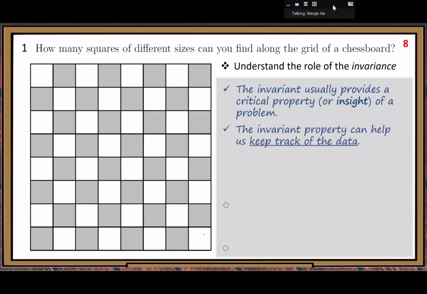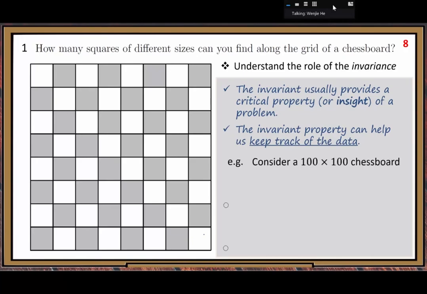But how do we use it? One way to use it, we can use this invariant property to keep track of the data. Because when we navigate through different categories of the data, we may get lost. How to keep track of our data? This invariant property can help us. So this is one of the usages of this concept.